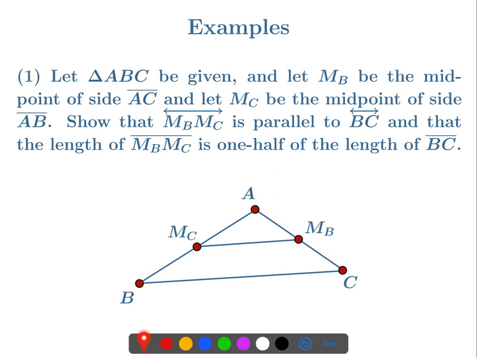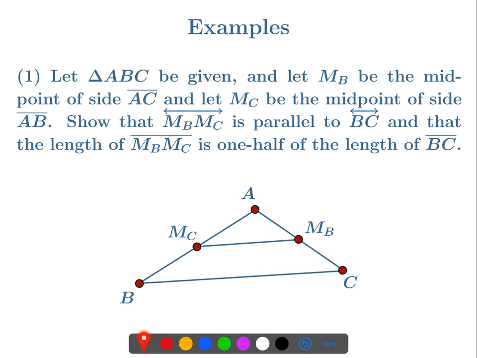And the claim is that these two lines, or line segments if you want, are parallel. But as lines, the line going through these 2 points and the line going through these 2 points never intersect. And we want to show that this distance from MC to MB is half of the distance from B to C.